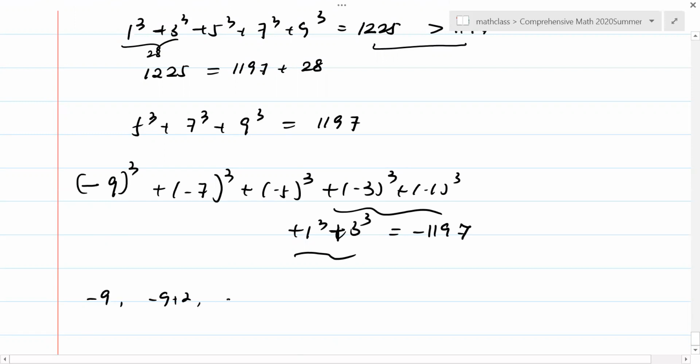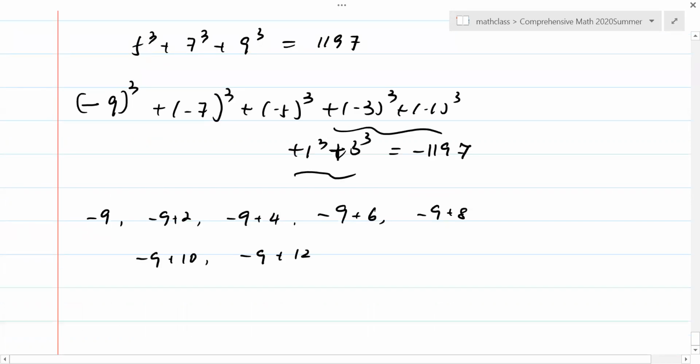Negative 9 plus 2, negative 9 plus 4, negative 9 plus 6, negative 9 plus 8, right? So negative 9 plus 10, negative 9 plus 12, okay? So actually, x should be equal to negative 9, n is going to be 6. Okay, that's how we get it.